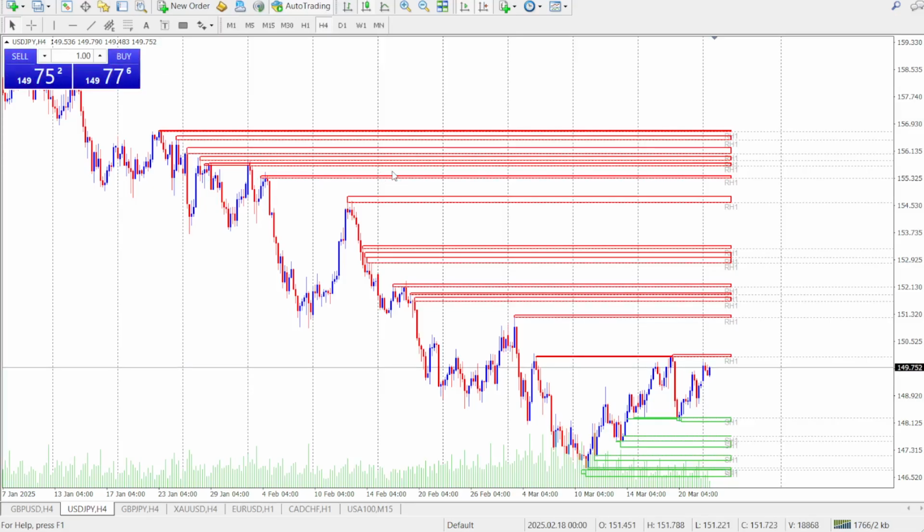So how can you incorporate this into your trading strategy? How do you take advantage of this? How do you actually make money from this? You might be wondering that. So first of all, let us look at buy setups, and then we're going to look at sell setups.